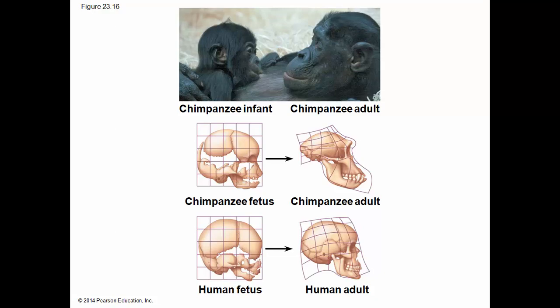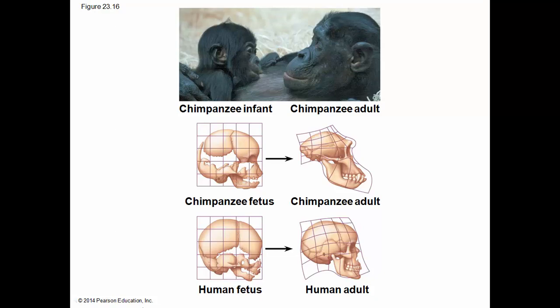So here we look at the human evolutionary lineage. Mutations slowed the growth of the jaw relative to the other parts of the skull. As a result, in humans, the skull of an adult is more similar to the skull of an infant than is the case for chimpanzees.